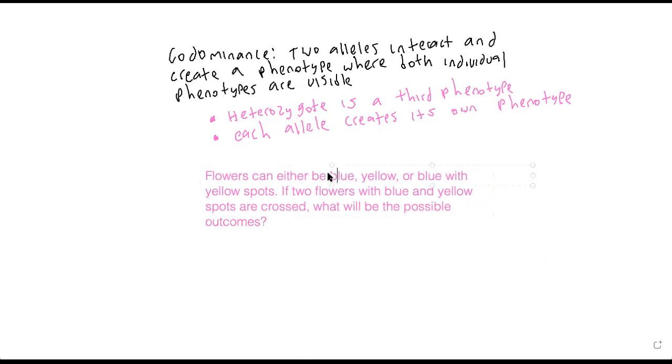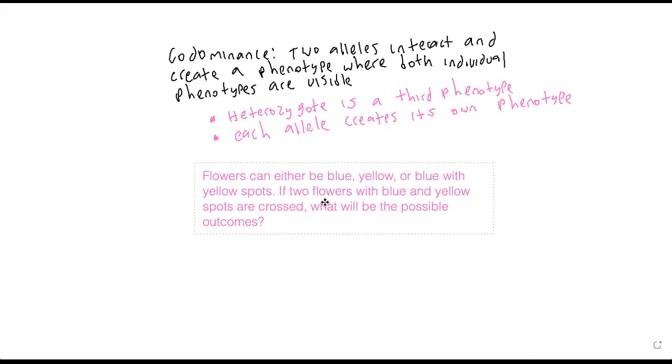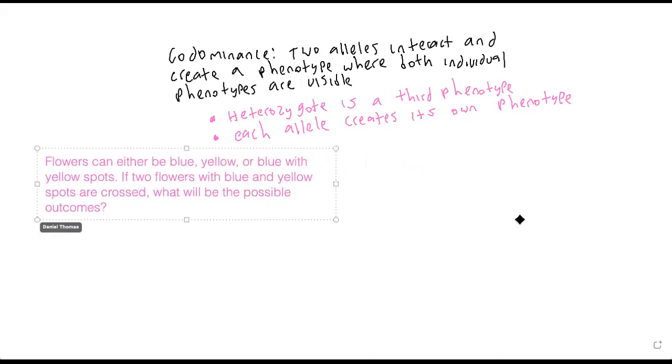Now, in this case, the problem is basically the same, where we have blue and yellow flowers. Those are the two alleles in the population. However, you know that this is an example of codominance because in the third phenotype, you can see both the blue and yellow alleles present. So whenever you can see each individual allele, that is going to be codominance.